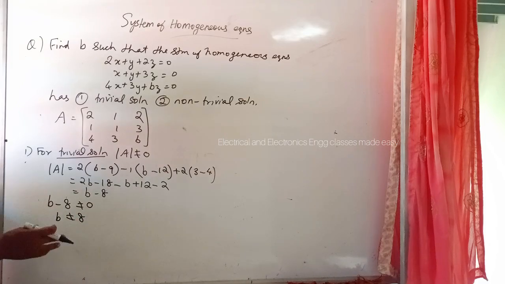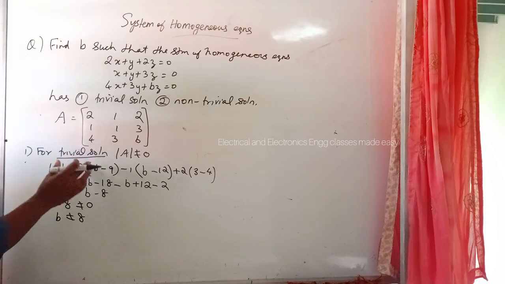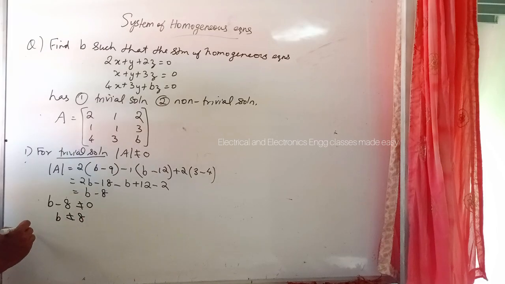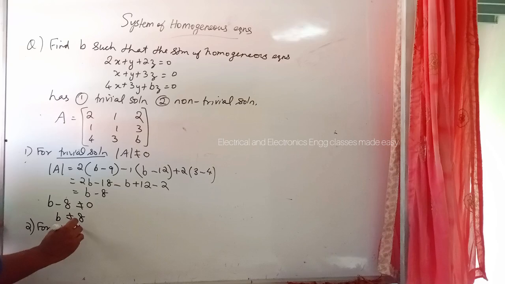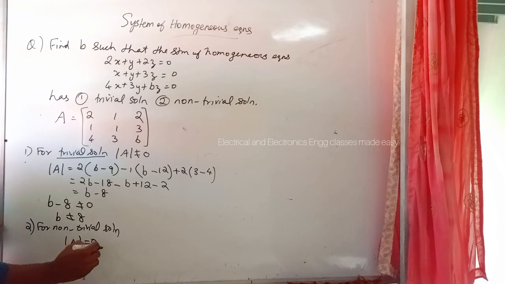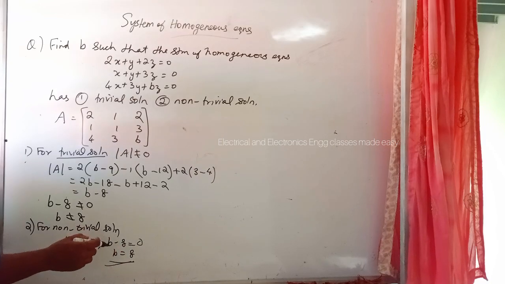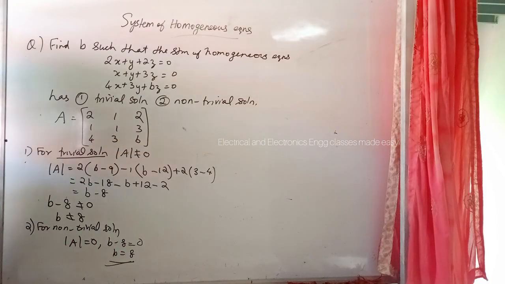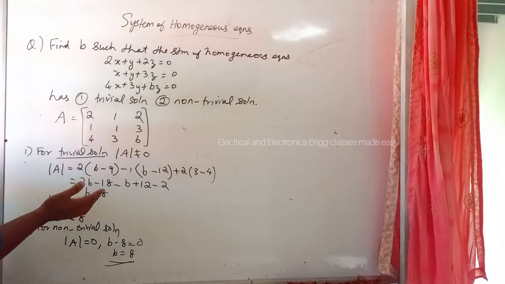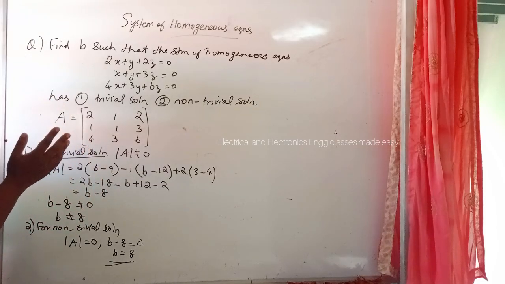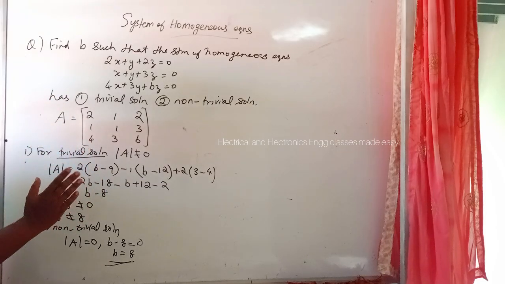So b is not equal to 8 for the trivial solution, and for the non-trivial solution, the determinant of A is equal to 0, that is b − 8 = 0, that is b is equal to 8. In this way we are finding the solution of a system of homogeneous equations.